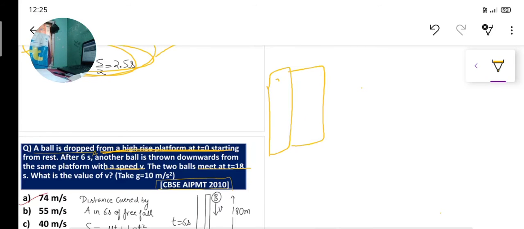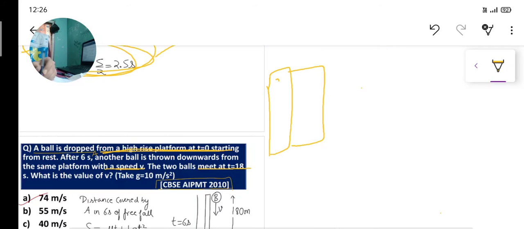Okay, the distance covered after 6 seconds is minus 180. And what is the velocity of ball A after 6 seconds? It is v equal to u plus at. After 6 seconds t is 6 and g is 10, and initially it is 0, so v equal to minus 60. The velocity is minus 60 downward, so it is negative. Next, s equal to minus 180.